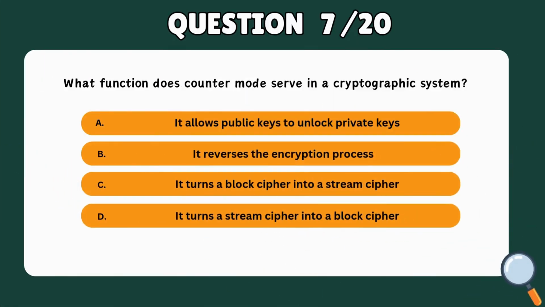Question 7. What function does counter mode serve in a cryptographic system? A. It allows public keys to unlock private keys. B. It reverses the encryption process. C. It turns a block cipher into a stream cipher. D. It turns a stream cipher into a block cipher.